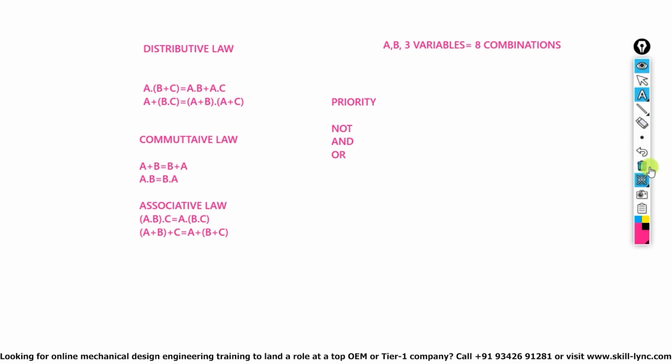After this, the very important property is DeMorgan's law. DeMorgan's law says (x plus y) whole bar equals x bar into y bar, or (x into y) whole bar equals x bar plus y bar. This is a very important rule, DeMorgan's theorem, that is used again and again, and you will use it while reducing Boolean expressions.